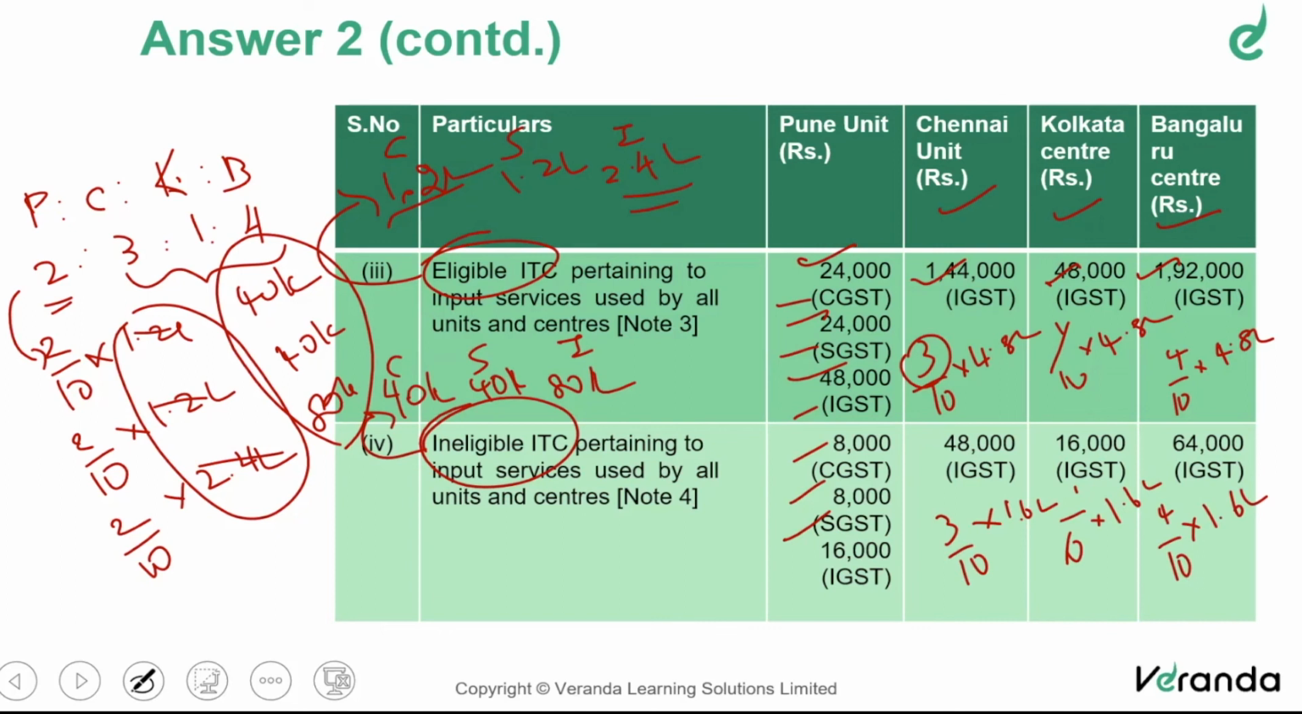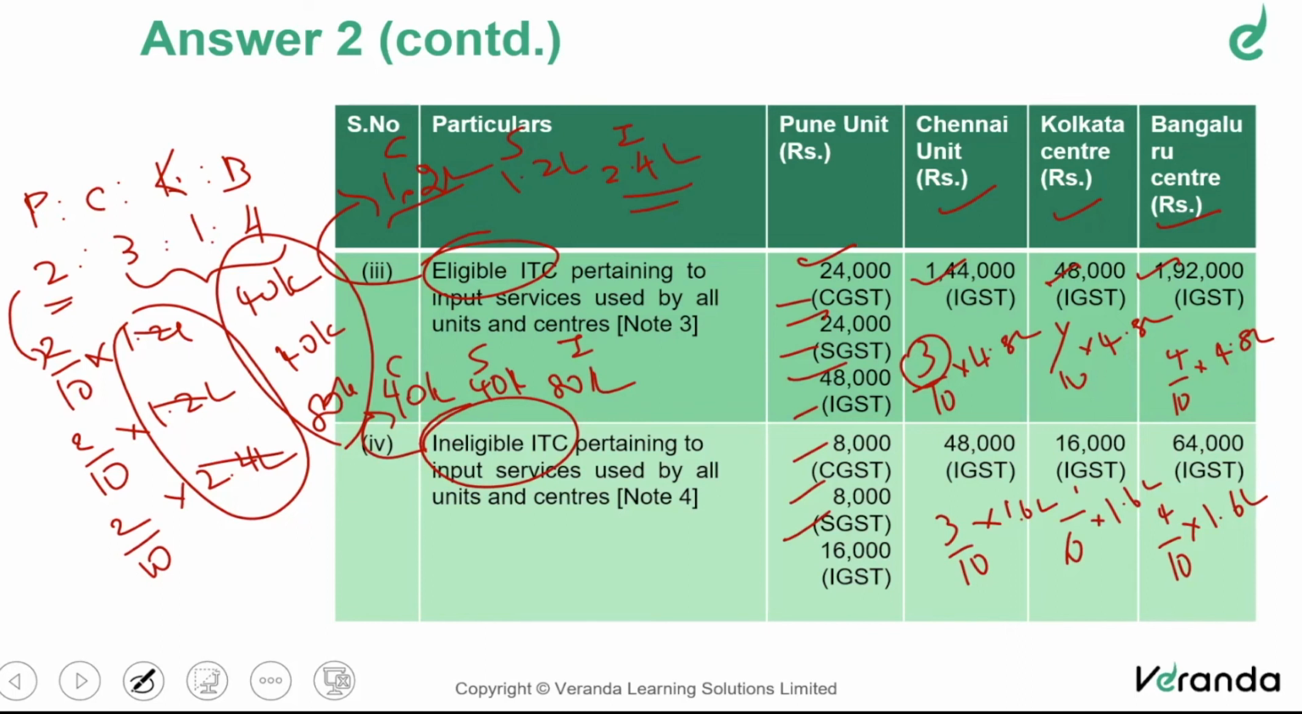So it comes to 48,000, 16,000 and 64,000. Am I making sense? Are all of you on board? Yes or no? Yes, great. So therefore, point number 1 is done. Eligible credit we have distributed. For Pune we are doing separate workings for CGST, SGST and IGST, whereas for the other 3 units we can just add up the entire amount and then distribute in that particular ratio.